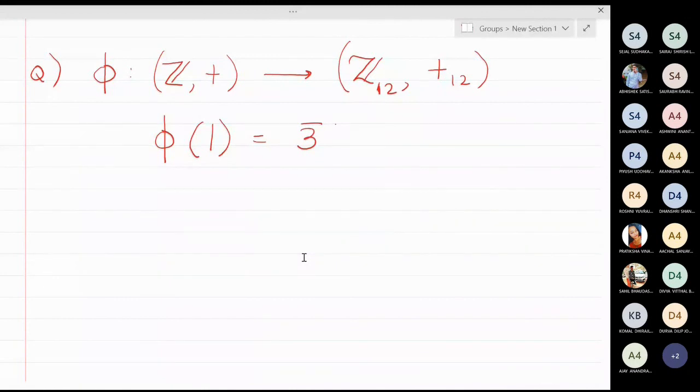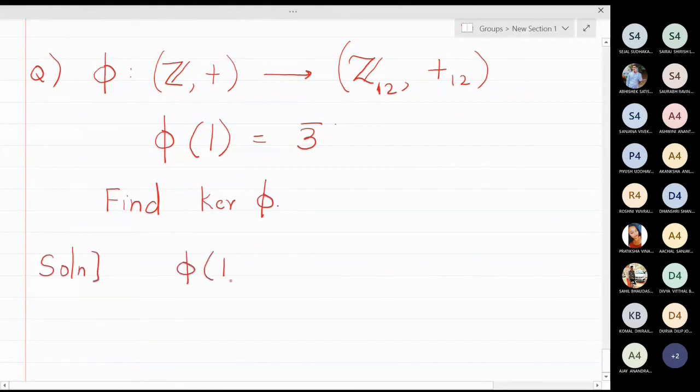We will take phi to be a homomorphism from Z plus to Z 12. And we are going to find the kernel of phi in this problem if I know that phi of 1 is equal to 3 bar. So let me write it. Find kernel phi. So clearly we know that phi of 1 is 3 bar.